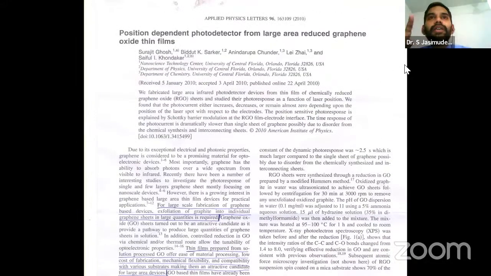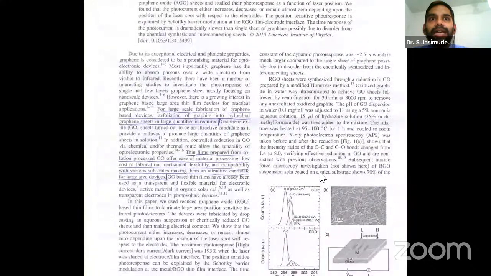Okay, fine. See, this article was published in 2010 in Applied Physics Letters, and the title is Position Dependent Photo Detector from Large Area Reduced Graphene Oxide Thin Films. The authors' names are Surajit Ghosh, Bidut K. Sarkar, and his co-authors. See, I have underlined one sentence in the introductory part.